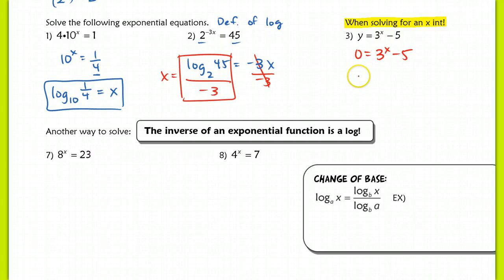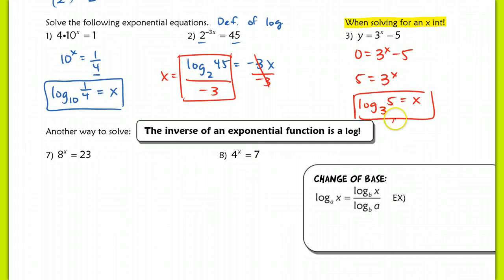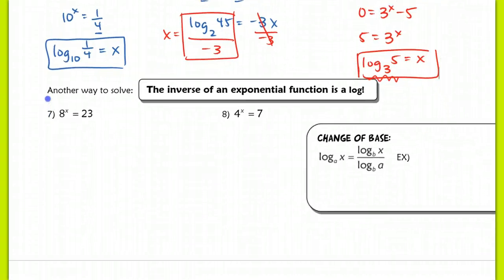I'm just going to add 5 to the other side and try to get that x alone. So we have now an exponential that cannot be written in terms of the same base, so we change this into a log. We have log base 3 of 5 equals x, and that would be where your graph would cross the x-axis.